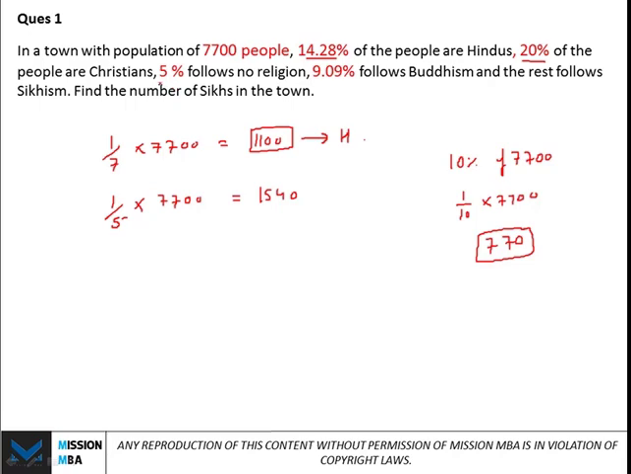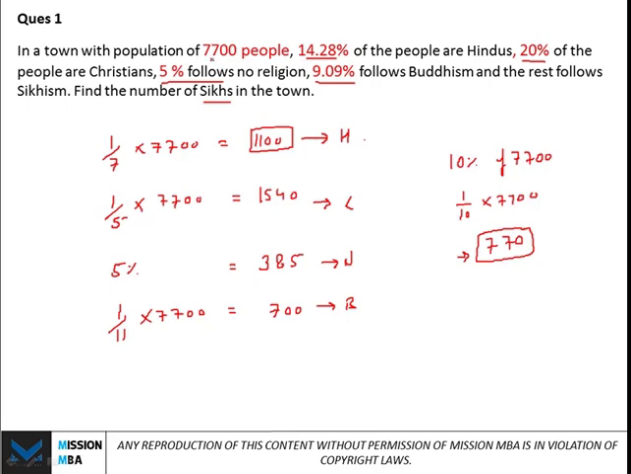Now the next you have is 5% follows no religion. So 5% is going to be half of 10%. Half of 10% or half of 770. It's going to be nothing but 385. Correct? So these are no religion and these are Christians. Now we have 9.09% and I remember that's nothing but 1 by 11 of 7,700. It's simple for me, the calculation, so it's 700. These are Buddhists, right?